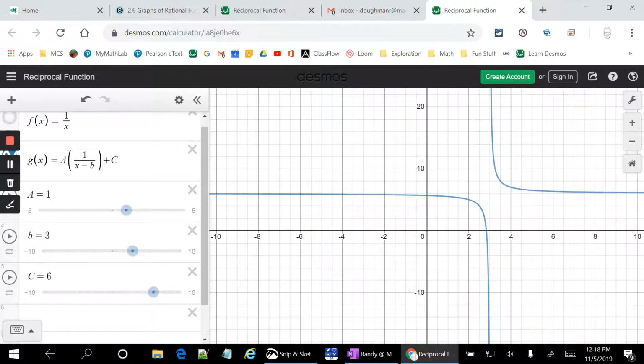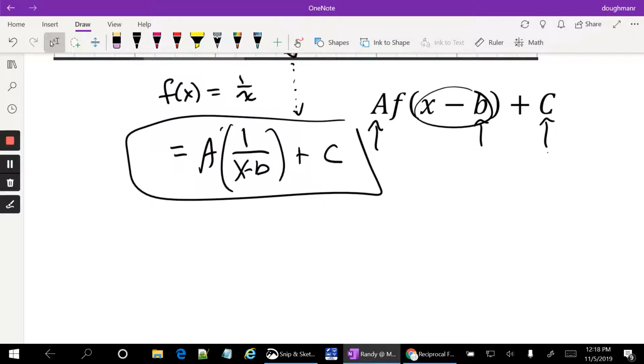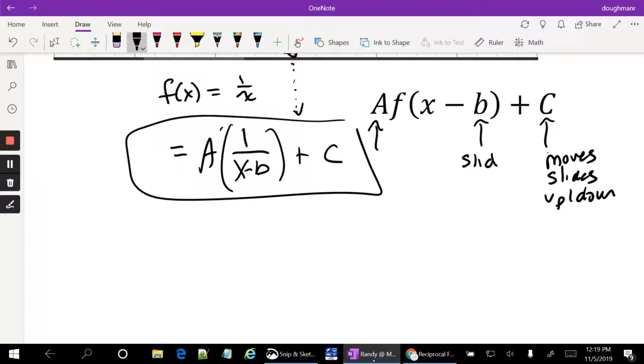All right, so if we go back to our notes, we know that, changing just in reverse order, c slides up or down. Changing b slides left or right. And a either flips if a is negative, or it stretches.